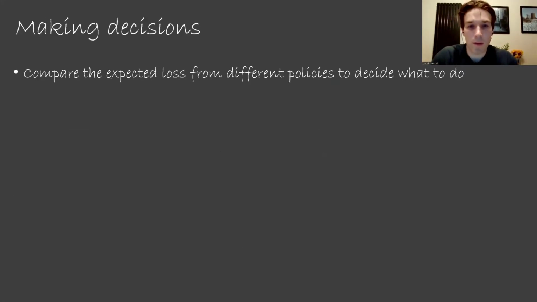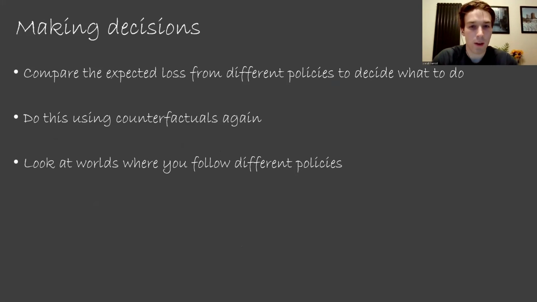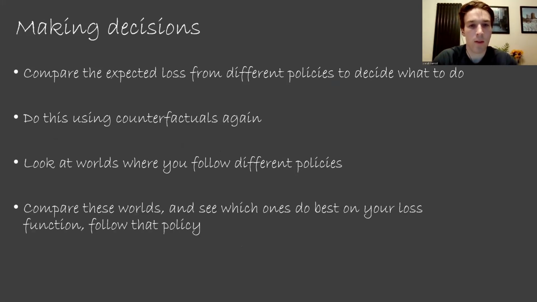So that's what we might use as a loss function. How do we use this to make decisions? Once a loss function has been defined, we compare the expected loss from different policies to decide what to do. We do this again by considering counterfactuals. We construct counterfactuals corresponding to different policies, look at worlds where I follow those policies, and see what those sorts of worlds look like according to our loss function.